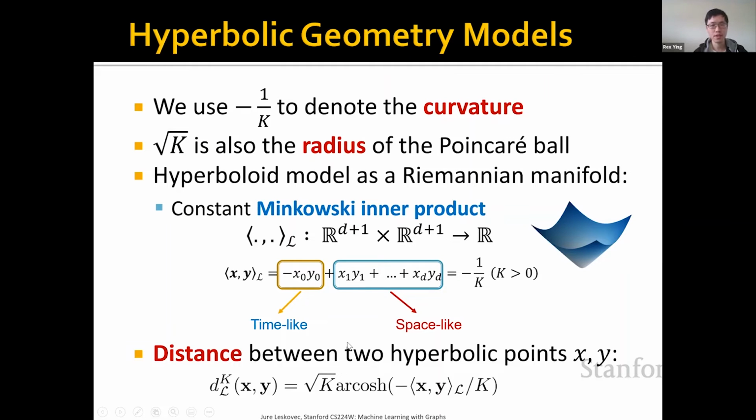Based on this inner product definition, the distance between two hyperbolic points can be computed as such. Given two points x and y in the hyperbolic space, we can compute this Minkowski inner product and divide by k, which is related to the curvature. The arcosh means the inverse of the hyperbolic cosine function. So we use this function to compute the distance between two points.